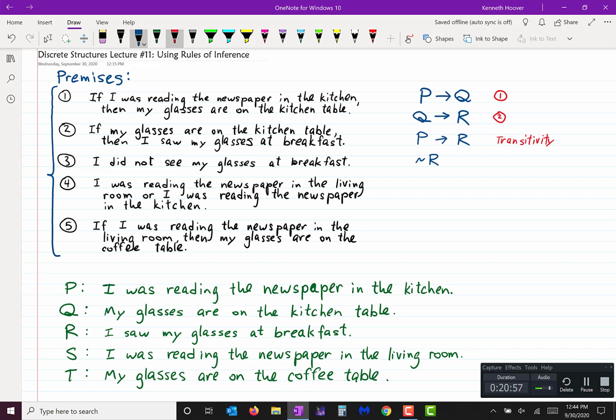And what is my reasoning? That's premise number 3. Now, let's look at these two.